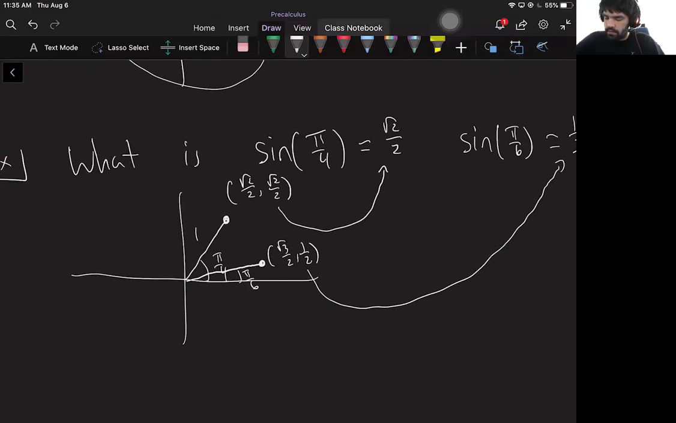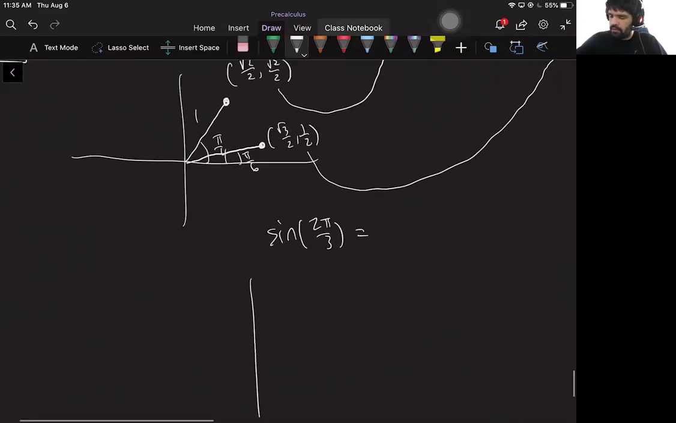So what is sine of, let's do 2 pi over 3. Well, to figure that one out, what we do is we first do our pi over 3 thing that we just did. So we say, okay, I'm going to cut this into thirds. 1, 2, 3. That way I can figure out exactly where 2 pi over 3 is. So here's pi over 3. So then this must be the next one, 2 pi over 3.